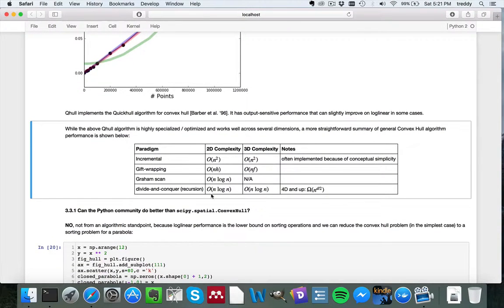So I just made a table here which summarizes for some of the more straightforward algorithms the time complexities in two-dimensional space and also in three-dimensional space. In some cases you can see it's the same. So for incremental, even though it's quadratic time complexity, which isn't optimal, it's often implemented just because of conceptual simplicity. And that's something I experience a lot. If I for whatever reason have to write my own computational geometry algorithm, it's often true that I'll go for the one that's easiest to implement, even if it's not the optimal time complexity, just because I know how much time can go into trying to implement the much more complex algorithms.